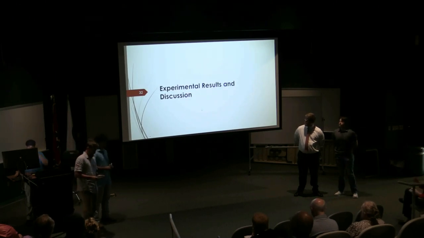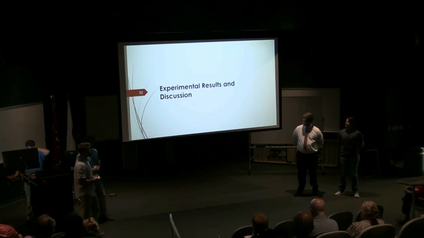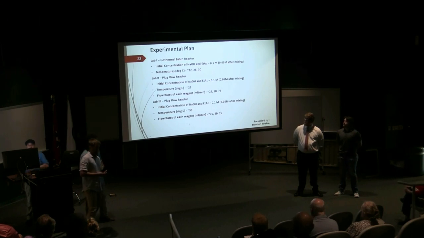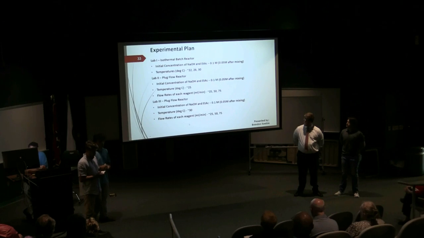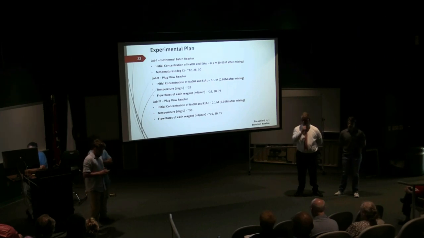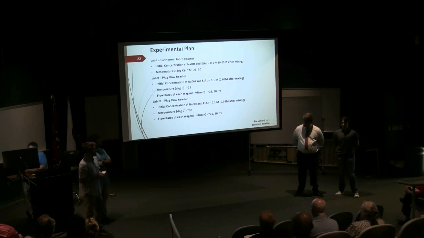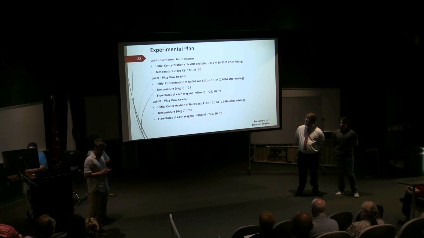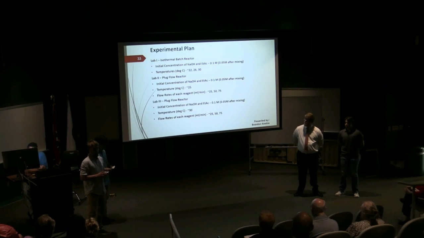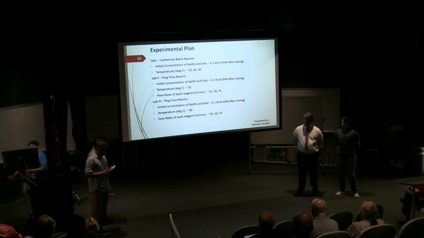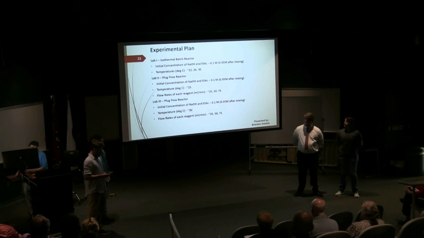Now we will discuss our experiments and results. Based on our project plan, we made our experimental plan in class. We conducted 3 labs. Lab 1 is an isothermal batch reactor at 3 different temperatures with an initial concentration of 0.1 molar. Labs 2 and 3 were our plug flow reactor at 2 different temperatures and 3 different flow rates.